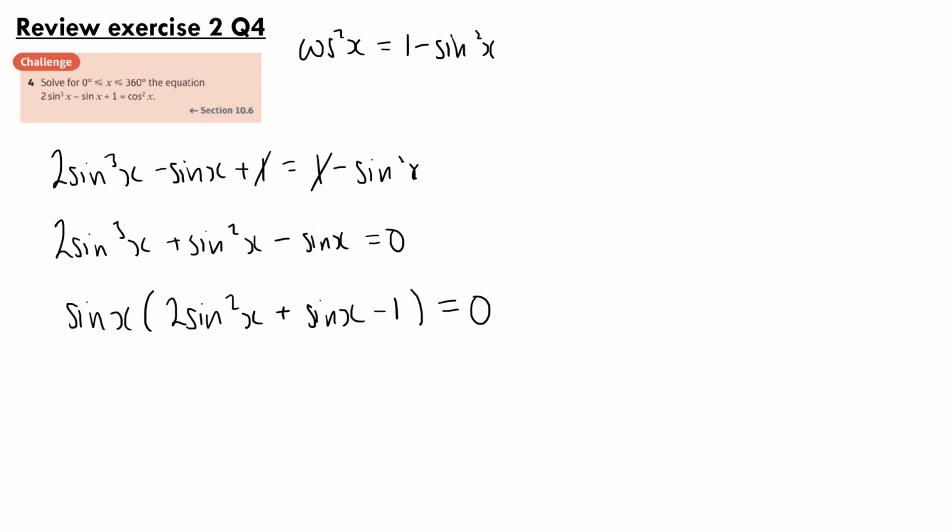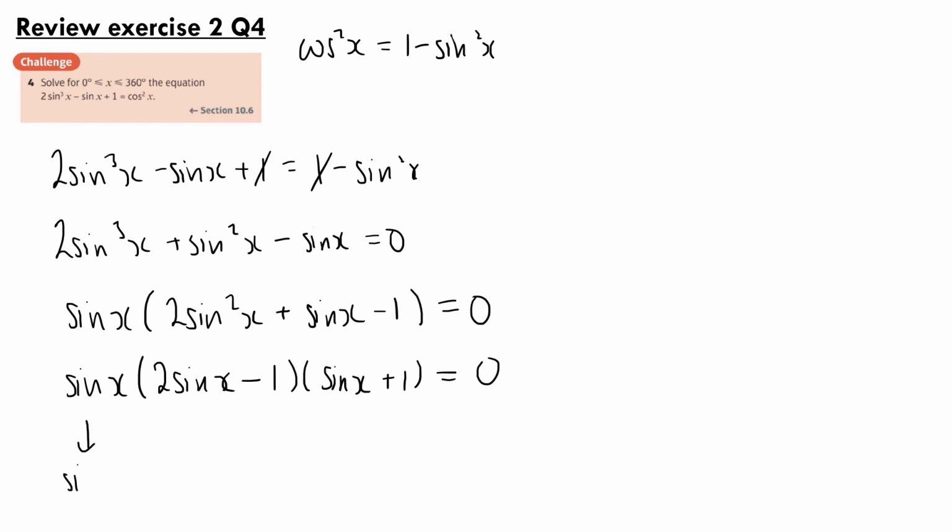And we can factorize the inside there to get 2 sine of x minus 1 times sine of x plus 1 is equal to 0. So from the 3 brackets, we have either sine of x is equal to 0, sine of x is equal to half, or sine of x is equal to minus 1.